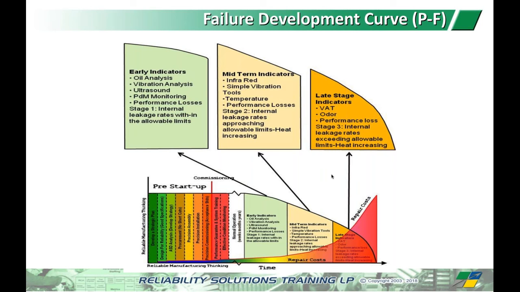Things like infrared is a very powerful tool for troubleshooting hydraulics. We'll get to that in just a minute. Heat is a very, very important indicator. And then the early indicators like oil analysis is probably the biggest one you have for fluid power. Vibration can be a little bit tough sometimes because by their nature, positive displacement pumps tend to put a lot of pressure pulsations into the system, which sometimes drowns out some of the subtle early changes that you'd see.